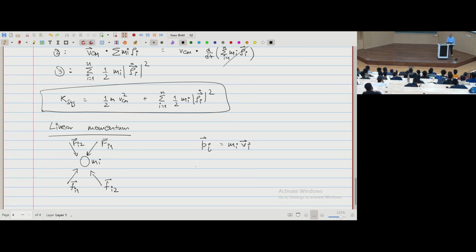If I apply Newton's second law, or in the linear momentum form that we had discussed, the time rate of change of the linear momentum of that particle is equal to the net force, or the overall force, acting on the ith particle.